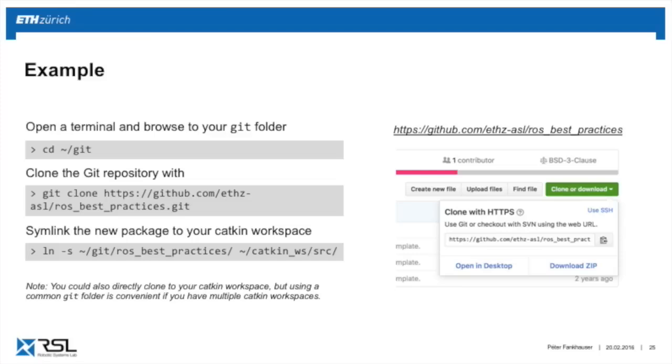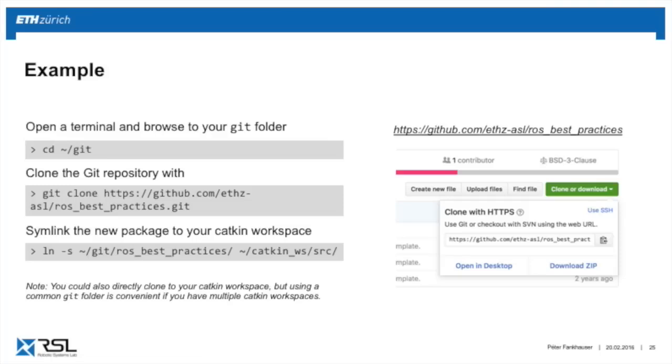You can type in git clone and copy paste the URL. In a console, you can paste by Control-Shift-V. So instead of just Control-V, you type in Control-Shift-V. If you press enter, this will clone all the information from this repository into your system.